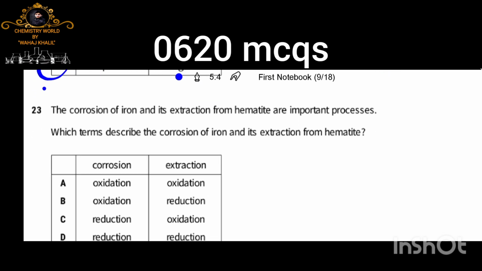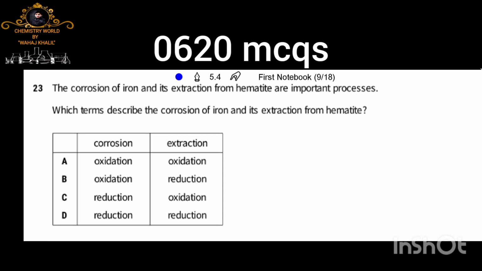Here is MCQ number 23. The corrosion of iron and its extraction from hematite. What is hematite? Fe2O3 or Fe3O2? Three oxygens can accept up to 6 electrons and 2 oxygens accept 4 electrons, so it is Fe2O3.